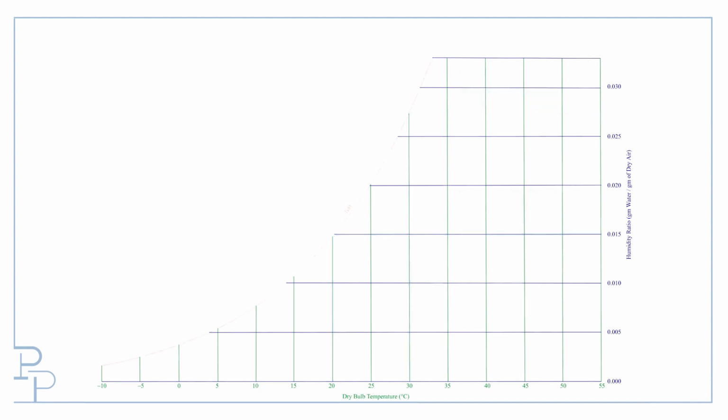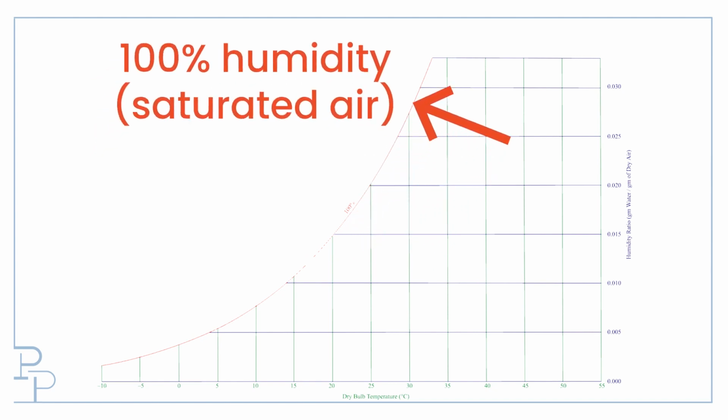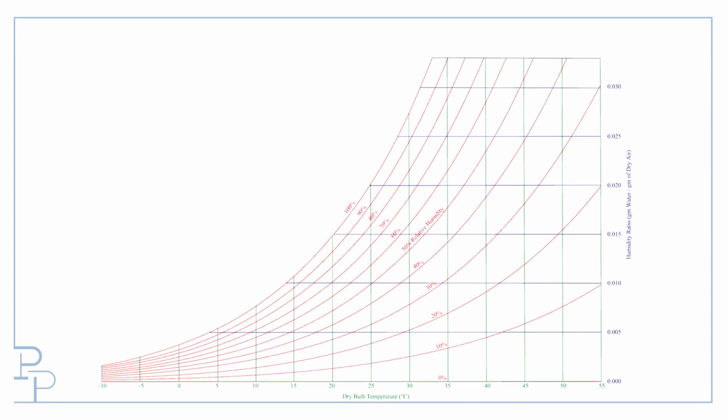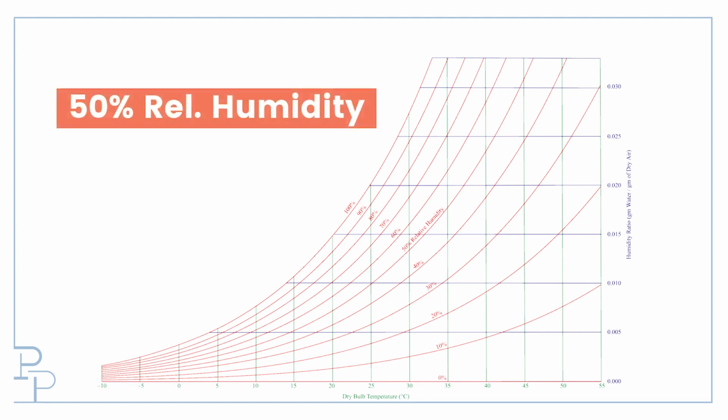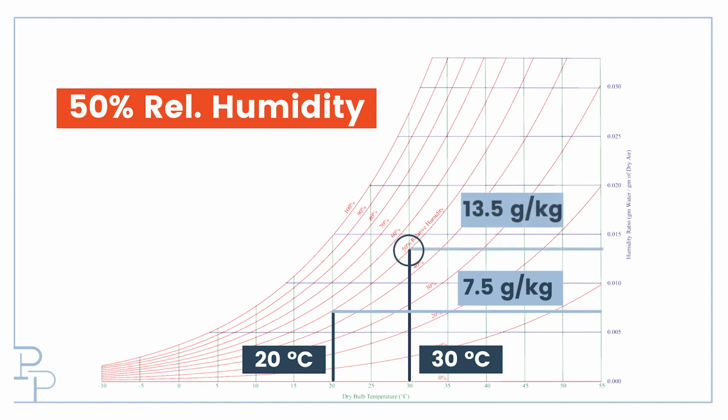We can draw a line through all of these maximum water contents for each temperature, and we get the line of 100% relative humidity. This is also known as the saturation curve. If we take each vertical portion and divide it up equally, we can get various curves showing different percentages for various relative humidities. So air that has a relative humidity of 50% at 20 degrees has about 7.5 grams of water per kilogram of dry air, while the same 50% humidity at 30 degrees represents a water content of about 13.5 grams of water per kilogram of air.